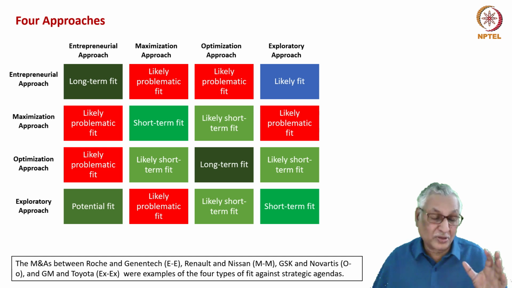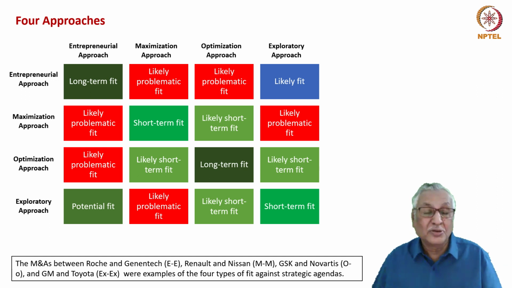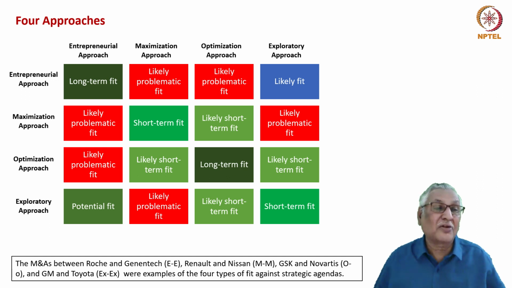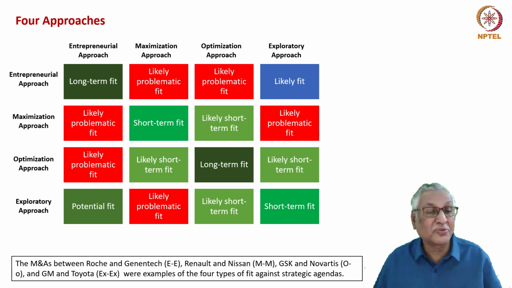So if you combine these four approaches from the point of view of partner A and from the point of view of partner B, you will easily find out where there could be long-term fit, where there could be potential fit, where there could be problematic fit, some of it certain problematic fit and some of it likely problematic fit. So if both the partners have an entrepreneurial approach, it could really be a long-term fit. But if one partner has an entrepreneurial approach and the other has either a maximization approach or optimization approach, it could be a likely problematic fit.